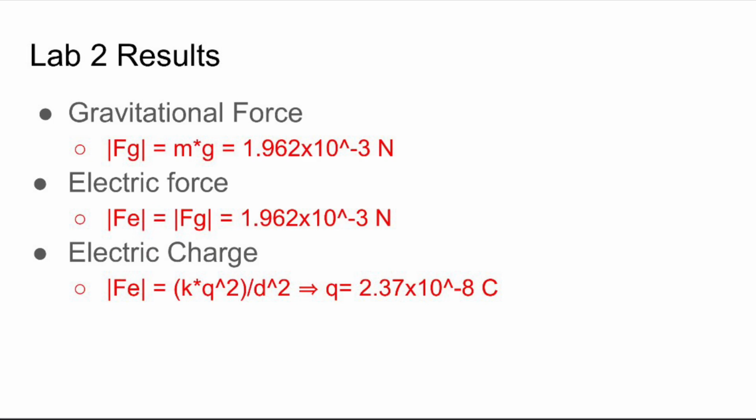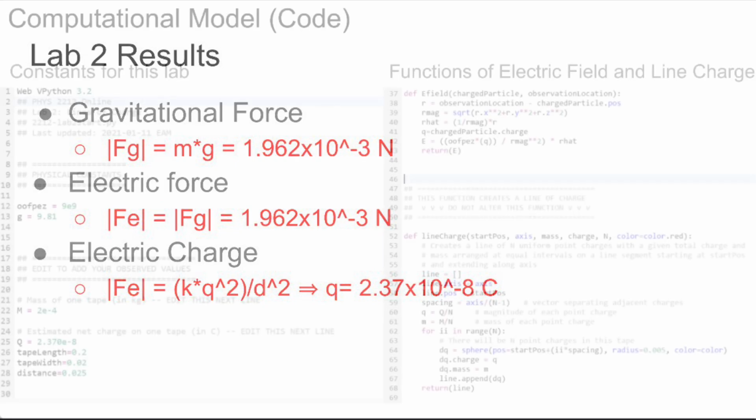Now, my results when doing this lab as a line of charges instead of point charges: my gravitational force, which is mass times gravity, is 1.962 times 10 to the negative 3rd newton. That is the same as the electrical force, and that is because the tape is being suspended motionless in air, which means the force pulling the tape down has to be the same as the electric force pushing it up. So those are the same. And then when we solve for Q in the electric force formula, K Q squared over distance squared, because they're the same charge, we get that Q equals 2.37 times 10 to the negative 8th coulomb.